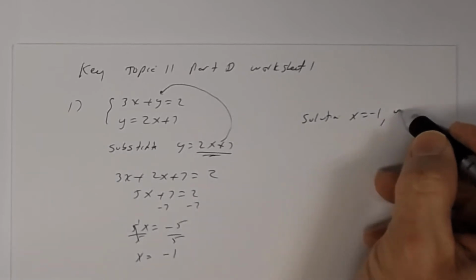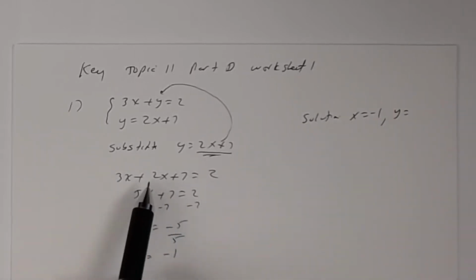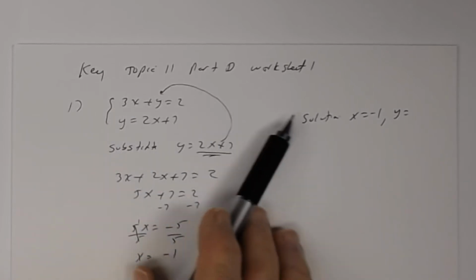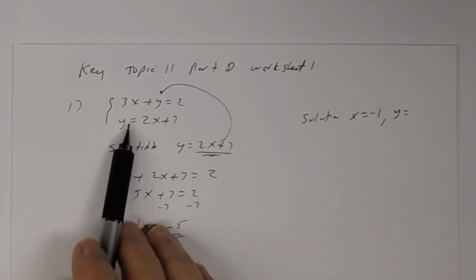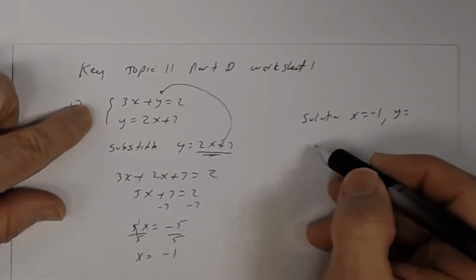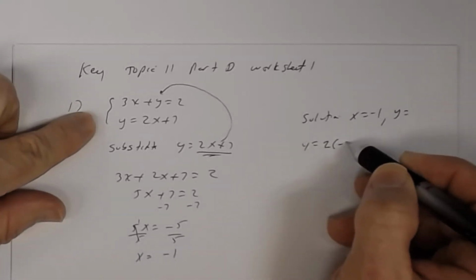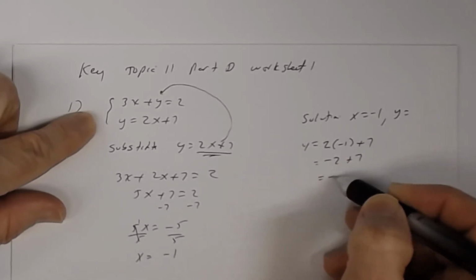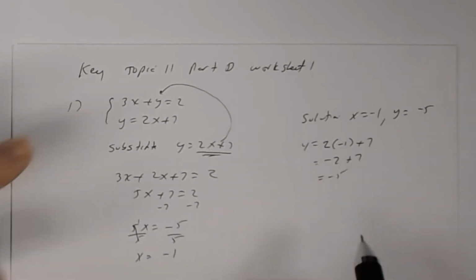But to find the y value, you got to find y now. To find the y value, you go back to one of these equations, and in place of x, you substitute negative 1. Let's go back to this one because y is already by itself. So we're going to get y equal 2 times negative 1 plus 7. So that's negative 2 plus 7, which is negative 5. All right, and so there's your solution.